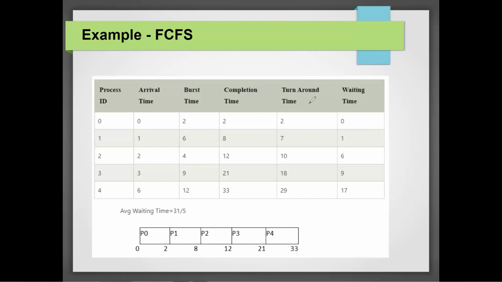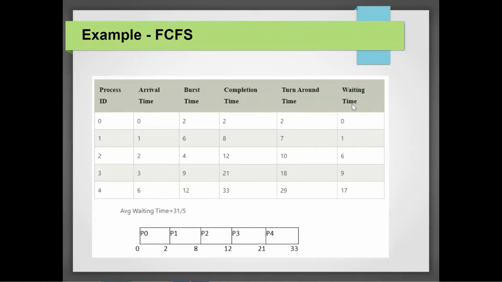Here I have calculated the turnaround time. The turnaround time is calculated as the difference between the completion time and the arrival time. So the turnaround time of process P0 is 2 minus 0, which is 2. For process P1 it is 8 minus 1, which is 7. Like that, I have calculated the remaining ones.